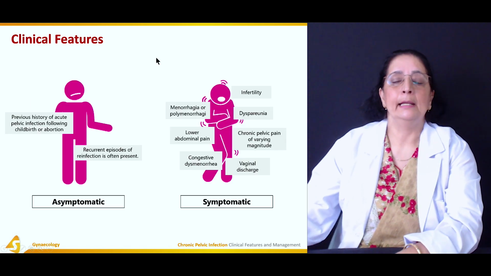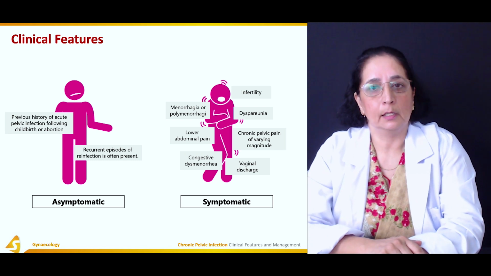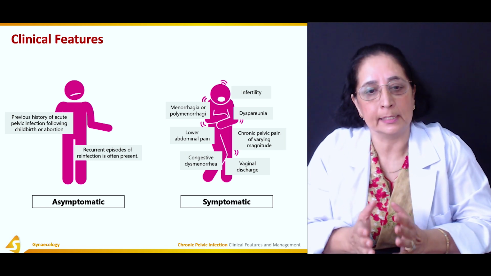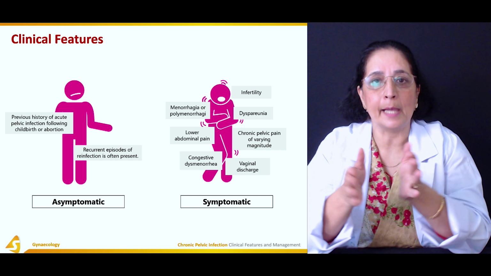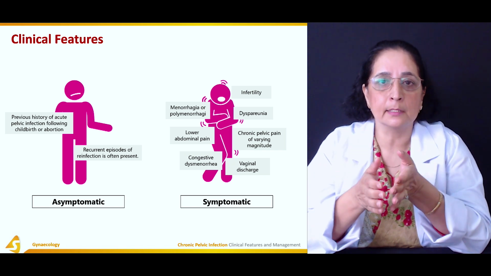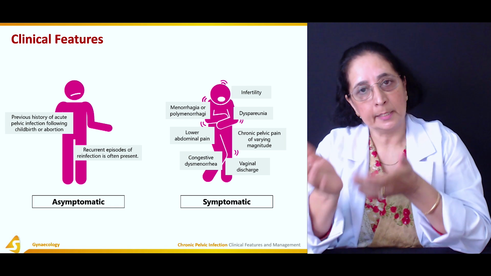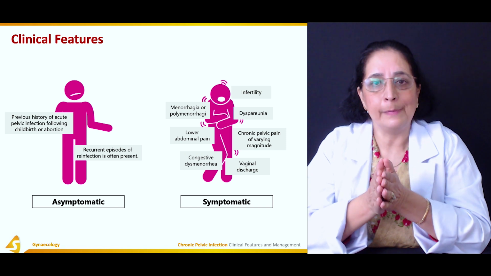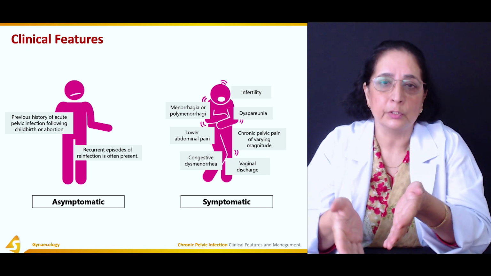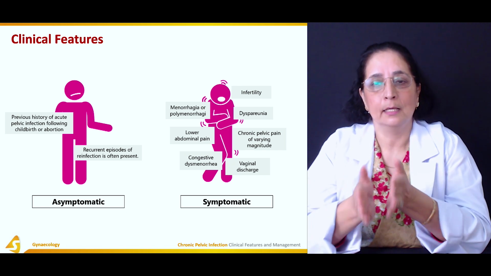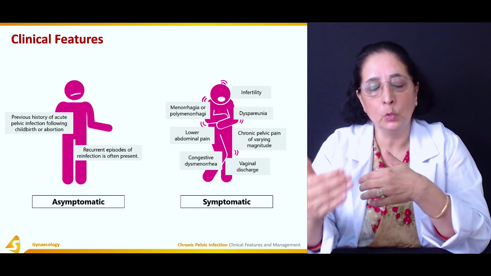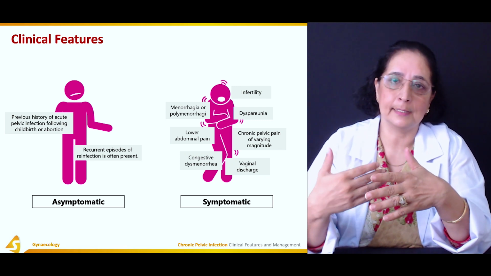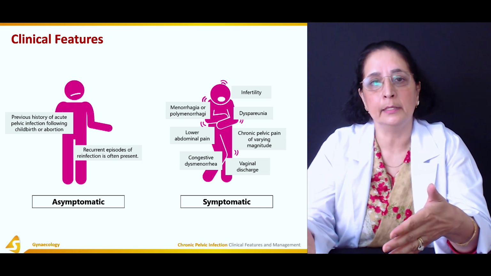Next, what are some clinical features associated with the chronic infections? It may be asymptomatic or symptomatic. Asymptomatic, A means absence. Asymptomatic is absence of the symptoms. And symptomatic, when symptoms are present. Symptoms are the complaints which patients tell you. Signs are what you see in the patient. So symptoms, what patients tell the doctor. Signs are what the doctor sees in the patient.